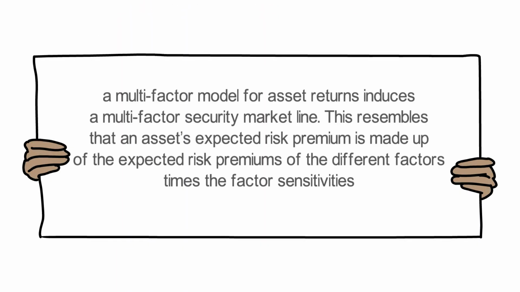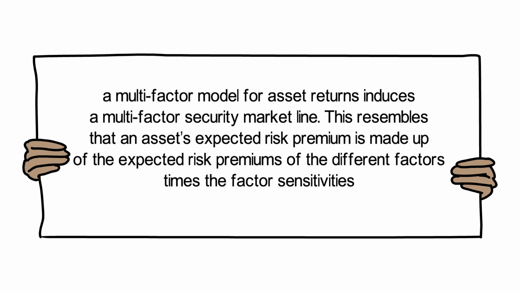Notice that a multi-factor model for asset returns induces a multi-factor security market line. That resembles that an asset's expected risk premium is made up of the expected risk premiums of the different factors times the factor sensitivities.